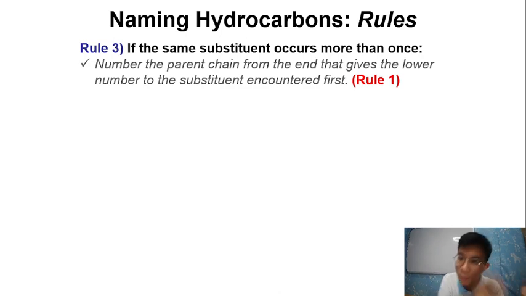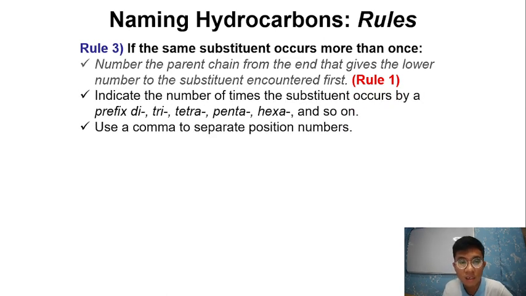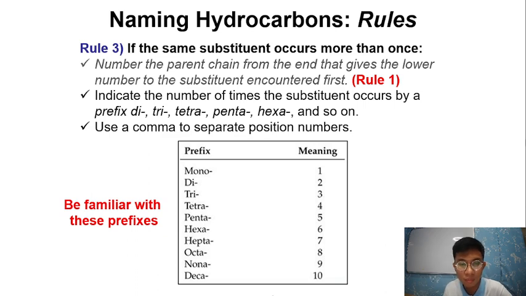So, designate kung ilang beses ulit yung substituent. So, dito, gagamit tayo ng prefix. May table dito. So, actually, ito, correction, ginagamit. So, ito na yun. Pag walang mono, that's just one. So, dito natin i-apply yung di, tri, tetra, penta, hexa, and so on.